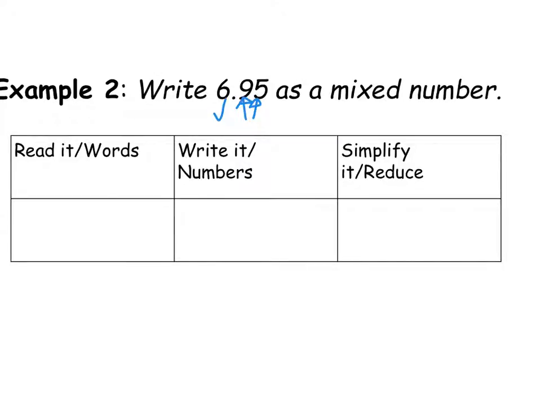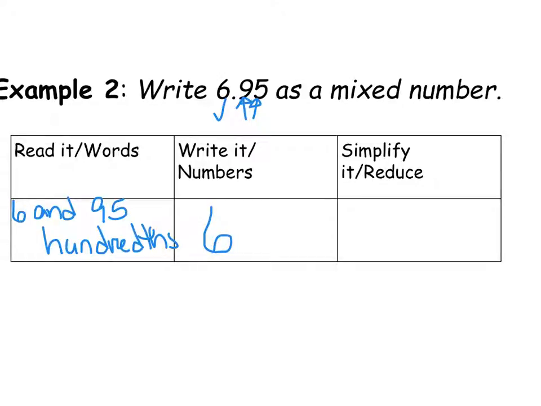So we would read it as 6, and for the decimal, 95 hundredths. Now we're going to write it as a fraction. Now, because this is a mixed number, we're writing it as a mixed number, not necessarily a fraction. So we have 6, this whole number stays the same, and then we write 95 over 100. Now we're going to simplify it.